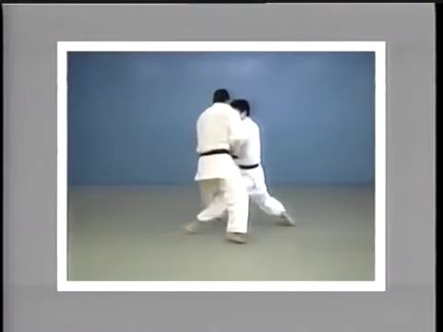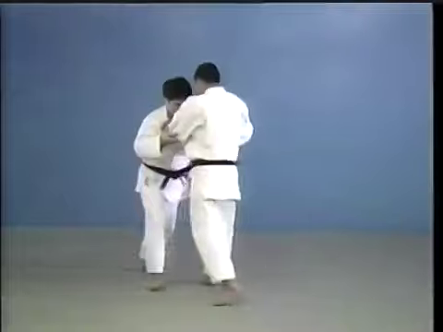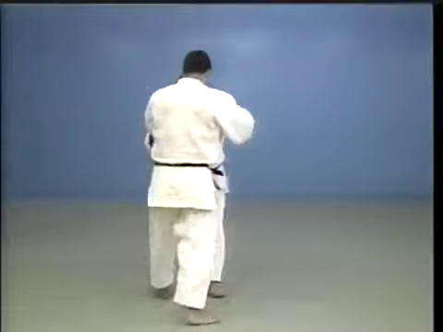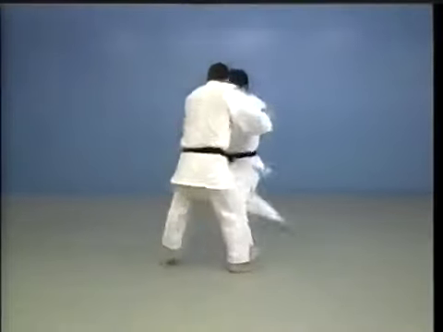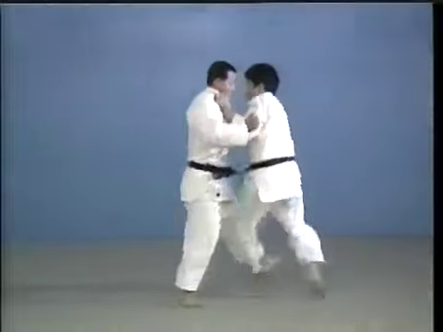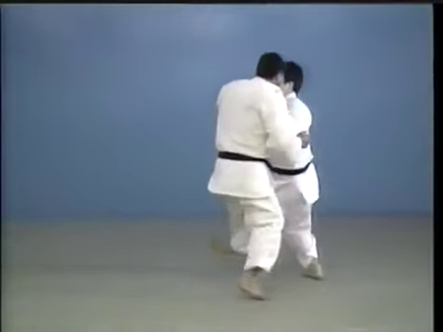Kouchigari. In kouchigari, you pull your opponent's foot forward, then you clip just as his foot comes down on the mat. In this instance, you cut down on the retreating foot of your opponent.